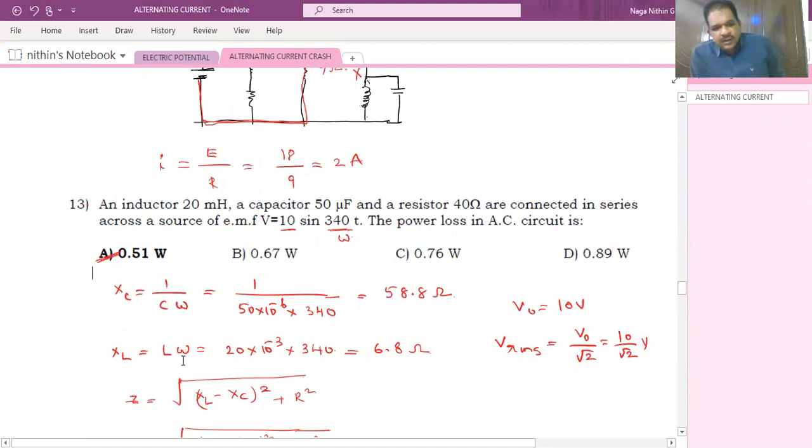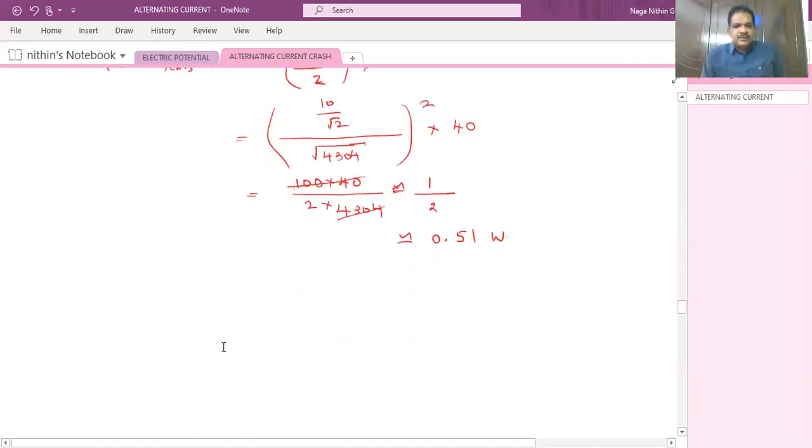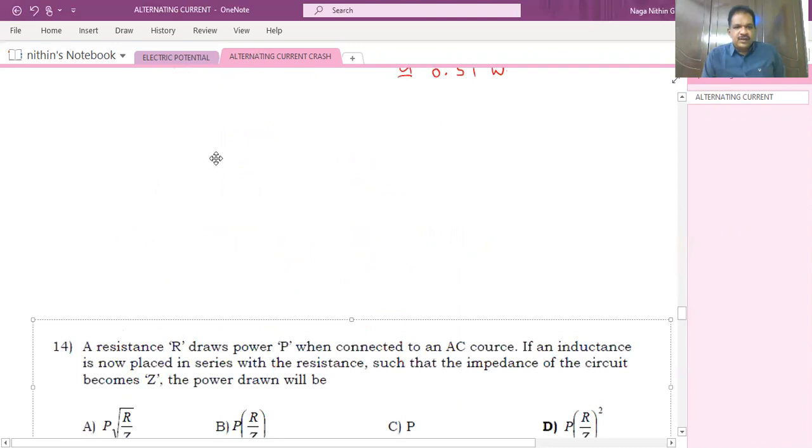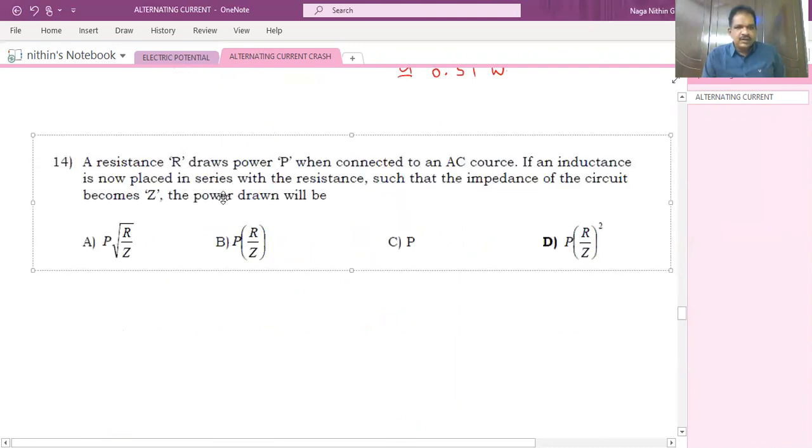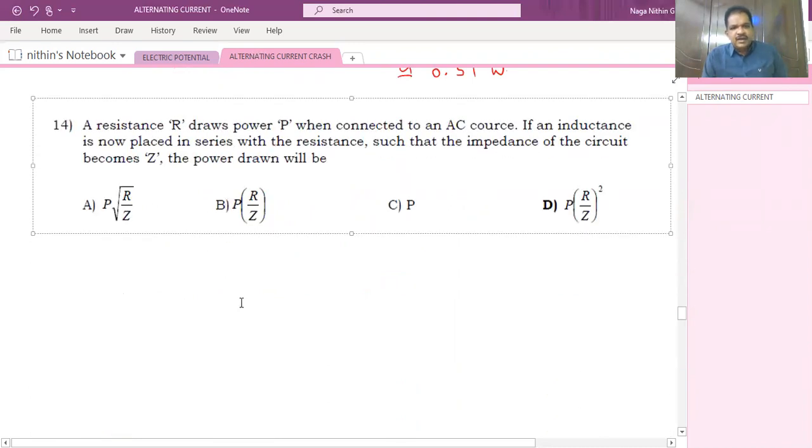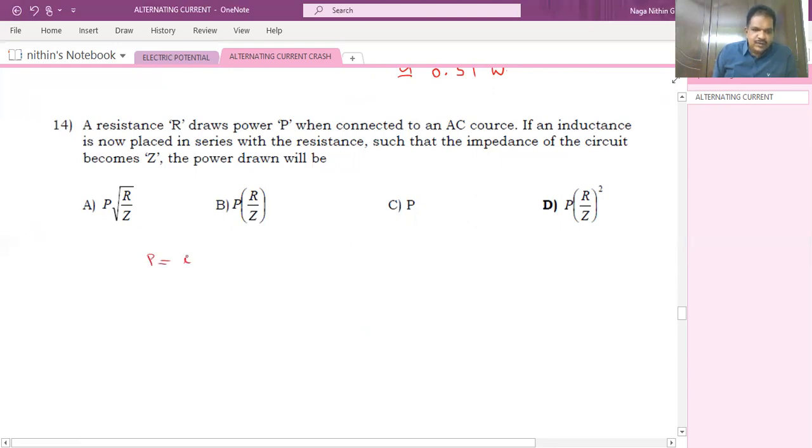Okay. Next, see the next question. What are they asking? 14. A resistance R draws a power P when connected to an AC source. If an inductance is now placed with the resistance such that the impedance of the circuit becomes Z, the power drawn is how much? So here P is equal to IRMS square into R.